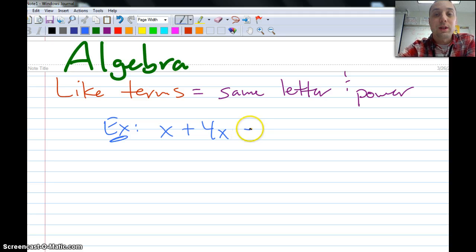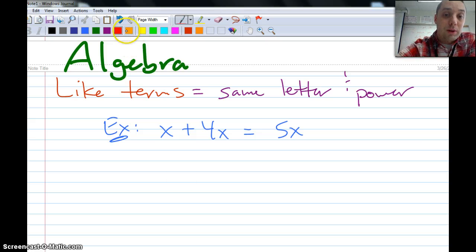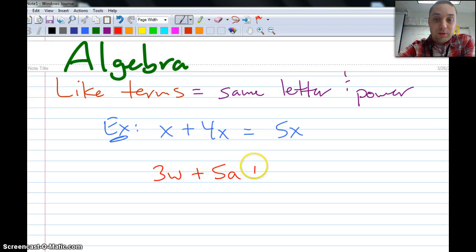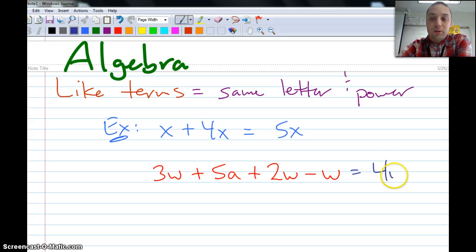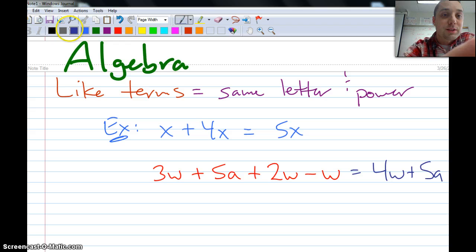So things like x and 4x, those are like terms. And when they're like terms, we can add those up. That's going to be 5x, right? 1x plus 4x. If we mix up different letters, so like 3w plus 5a, those are not like terms. We couldn't add those together. If I add a couple more w's in here, plus 2w minus w, then we can combine the w's with the w's. So if you look at this one, 3w plus 2w is 5w minus 1w makes 4w. And then these 5a's are still there, so they just tag along, plus 5a, and that's how you leave your answer, right? You can only combine letters with the same letters.